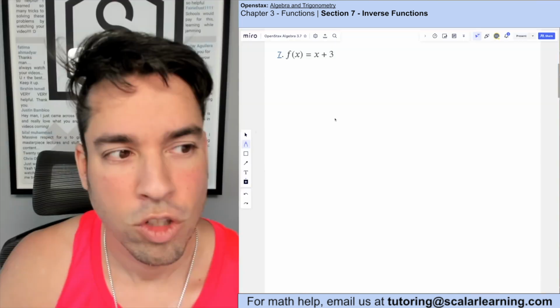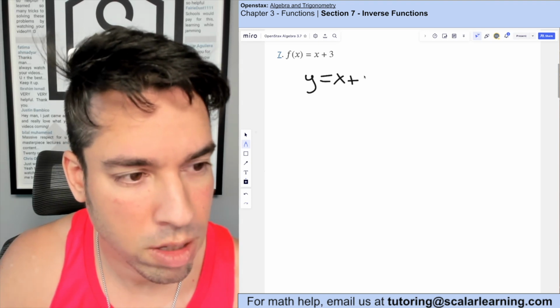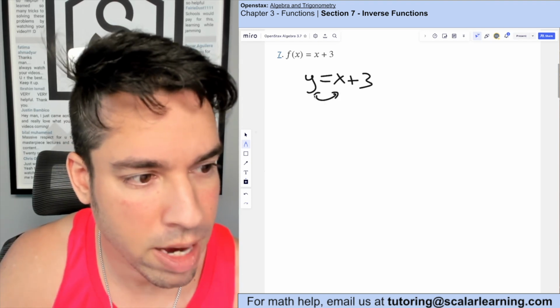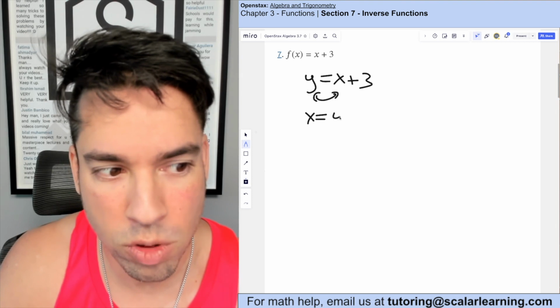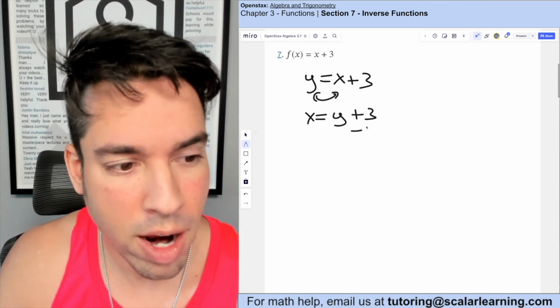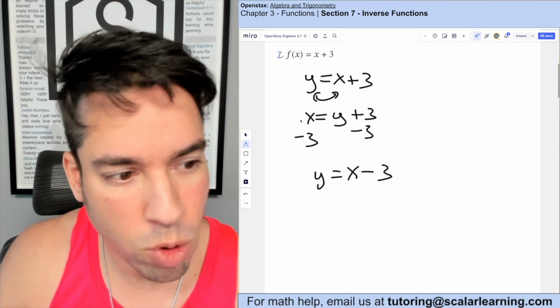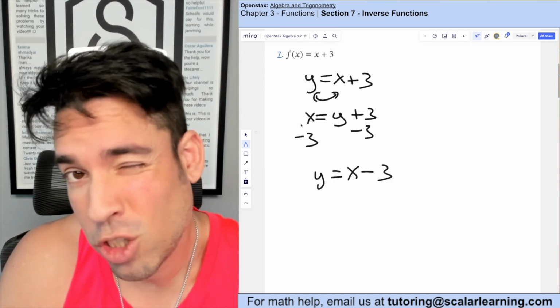For this one, to find the inverse, first I'm going to write it as y equals x plus 3. Then I'm going to swap the x and y. So we got x equals y plus 3. Now I'm going to isolate the y. I'm going to subtract 3 from both sides, and I'm writing it as y equals x minus 3. Of course, I switched the sides of x and y, which is no problem.